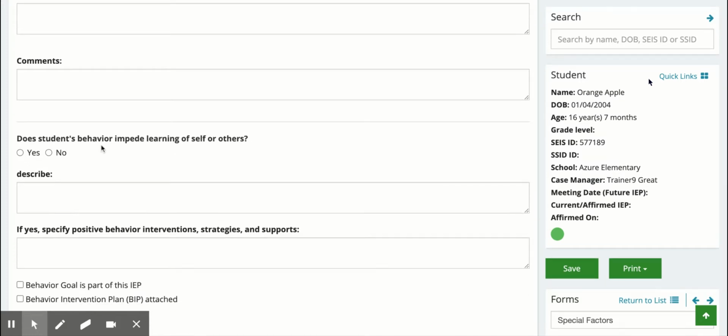Does the student's behavior impede learning of self or others? Yes or no? If the answer is no, again, type in NA in the box. If the answer is yes, please describe the type of behavior and how it's impeding the learning of himself, herself, or others.